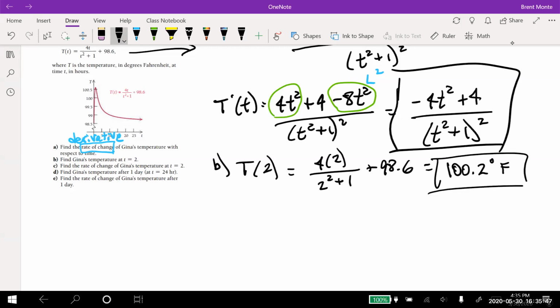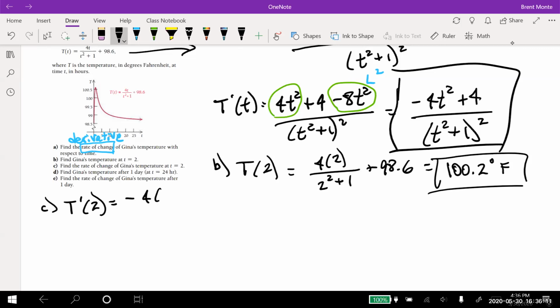So after 2 hours, her temperature is a little bit over 100 degrees, 100.2. Notice it's almost hit the peak because the peak's a little over 100.5. Part C says, find the rate of change of Gina's temperature at T equals 2. Well, the rate of change is the derivative. So that's T prime of 2. So now I go into the derivative and plug that in.